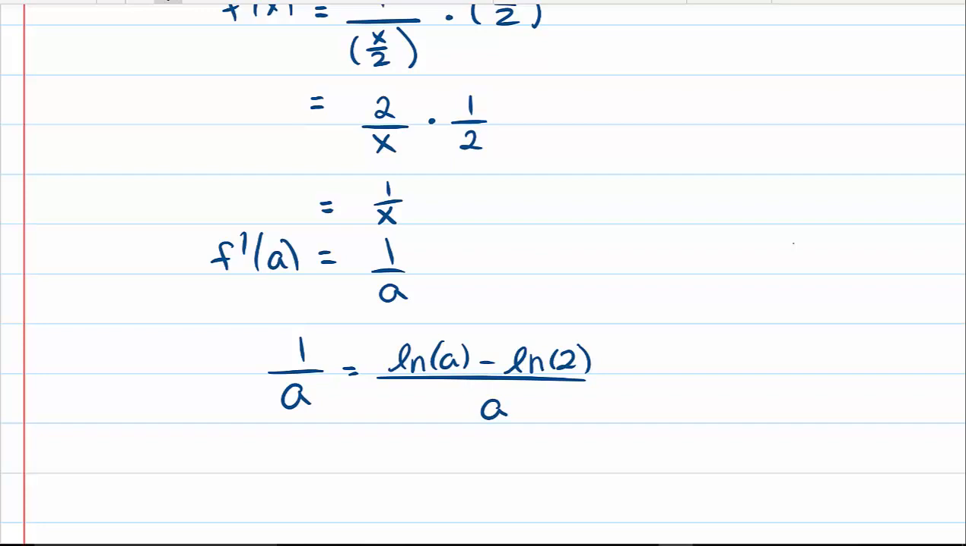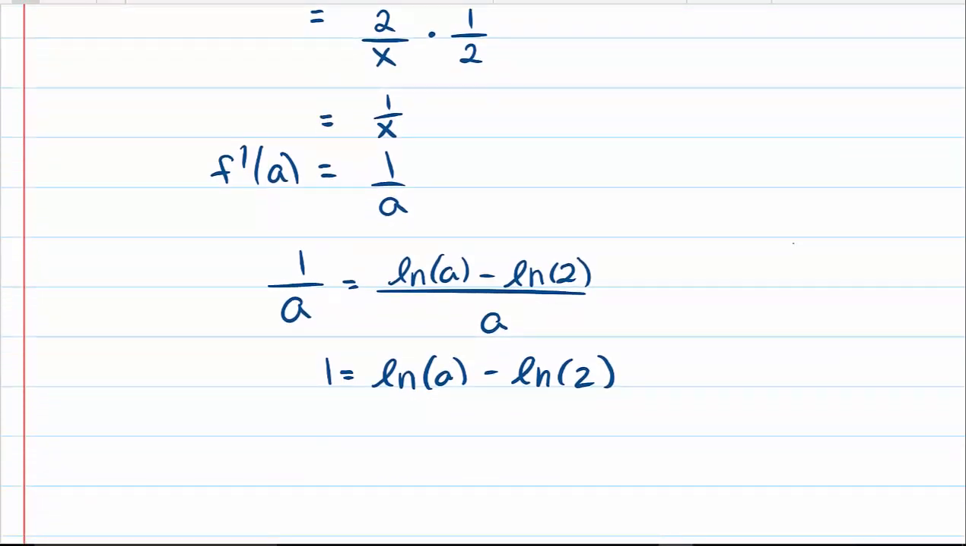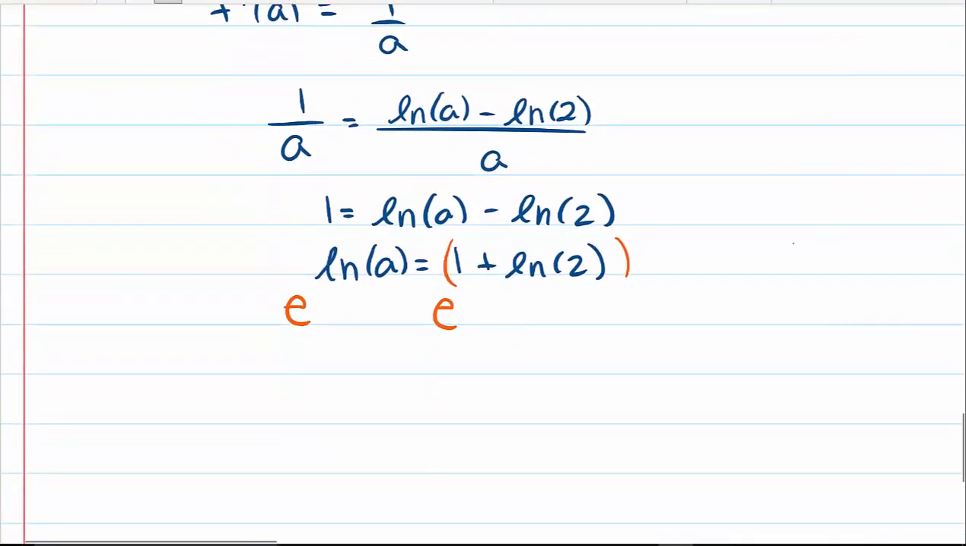So since the denominators are the same, we're going to set the numerators equal to each other. So you get 1 is equal to ln of a minus ln of 2. So now we want to get the ln of a by itself. So we have ln of a is equal to 1 plus ln of 2. Now we need to raise both of those to the e in order to get the a alone. So you get a is equal to e to the power of 1 plus ln of 2.